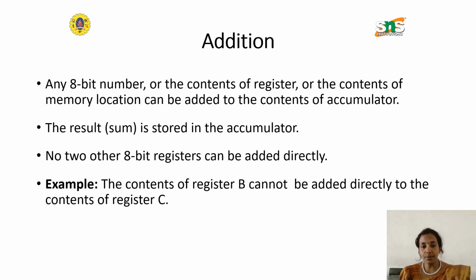No two other 8-bit registers can be added directly. So an 8-bit register content cannot be added with the 16-bit register content. So the contents of register B cannot be added directly with the contents of the register C.